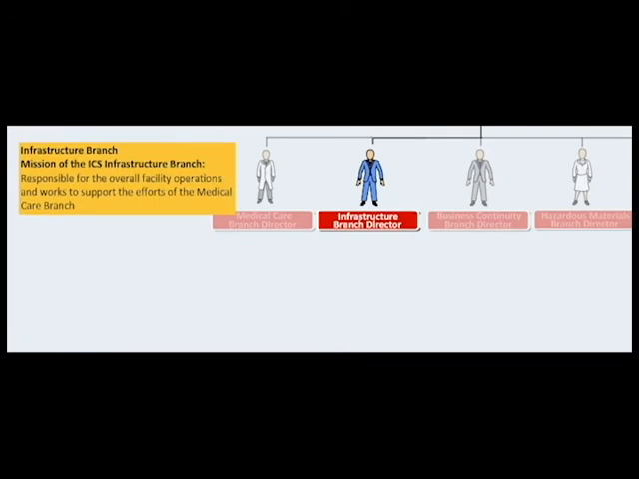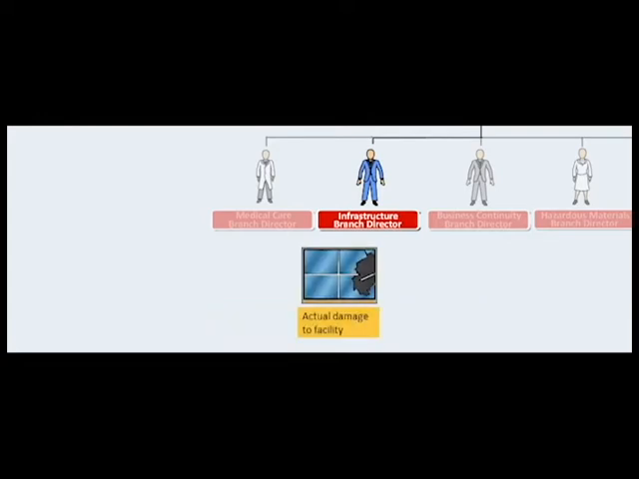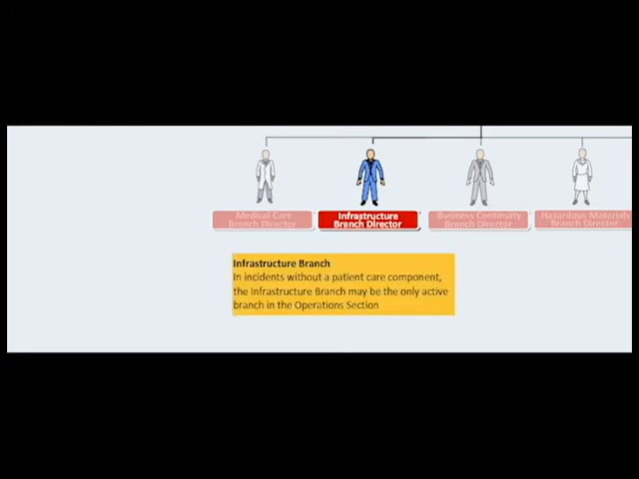The infrastructure branch is responsible for the overall facility operations and works to support the efforts of the medical care branch. Their responsibilities include maintaining the hospital's operational capability, including utilities, ventilation, medical gases and devices, and building grounds. If an incident damages the hospital, the incident commander or infrastructure branch director may assign an assessment strike team that can address the damages. When incidents have no patient care component, for example a water or medical gas failure, the infrastructure branch may be the only active branch in the operations section. This is a good example of how the incident command system can be flexed for any incident.